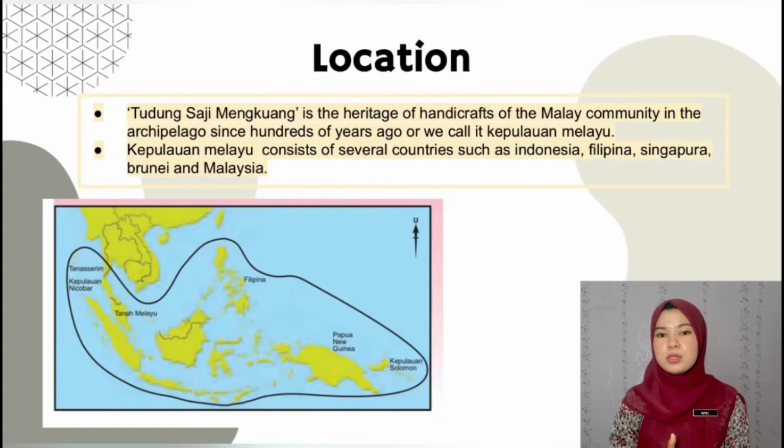Location. Tudung Saji Mengkuang is the heritage handicraft of the Malay community in the archipelago since hundreds of years ago, or what we call Kepulauan Melayu. Kepulauan Melayu consists of several countries such as Indonesia, the Philippines, Singapore, Brunei and Malaysia.